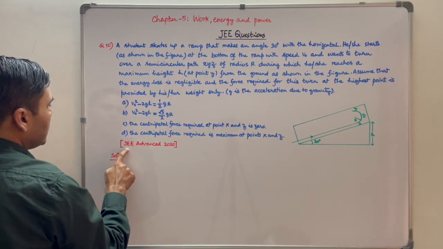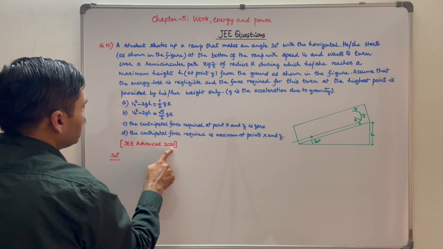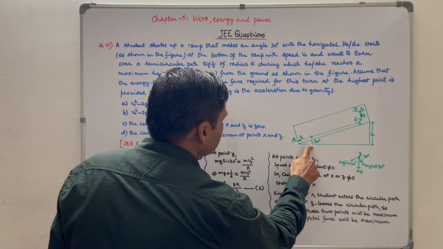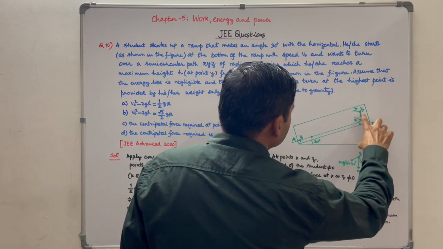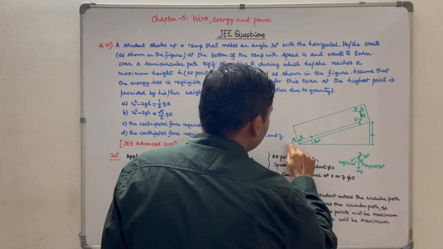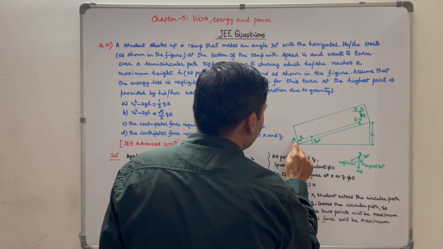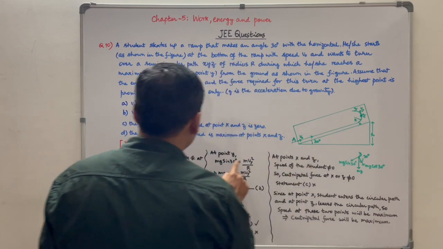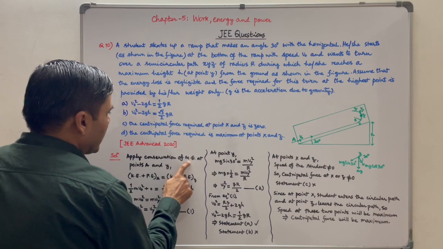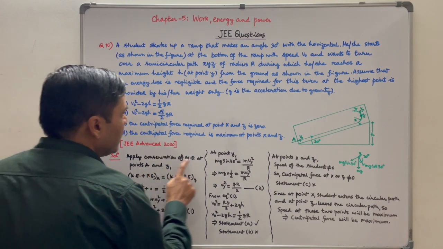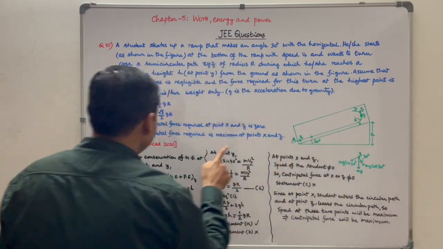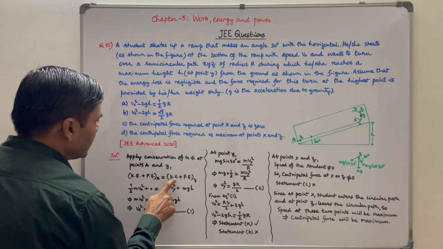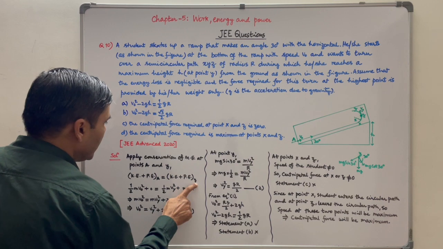This question was asked in JEE Advanced 2020. Angle of inclination of the ramp is given as 30 degrees. Height of point y is given as h. The student enters this path at point A. Speed of the student at A is given as v0. We can apply conservation of mechanical energy at points A and Y. That means kinetic energy plus potential energy at A is equal to kinetic energy plus potential energy at Y.